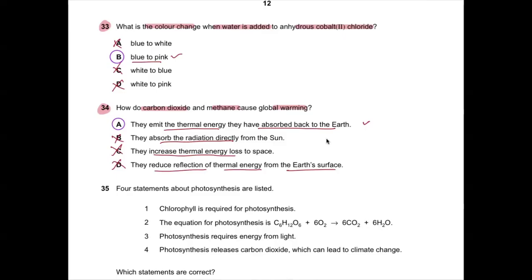Now, MCQ number 35. 4 statements about photosynthesis are listed. Chlorophyll is required for photosynthesis. Yes.